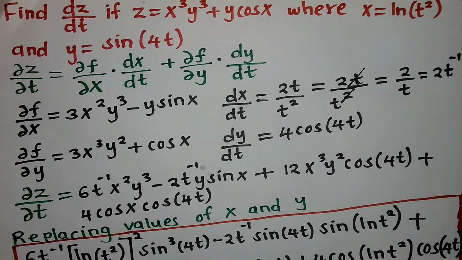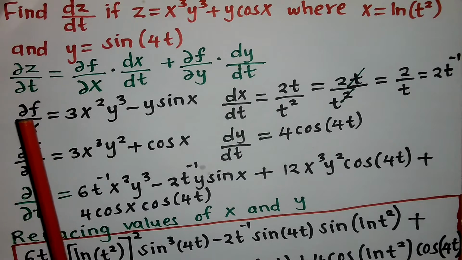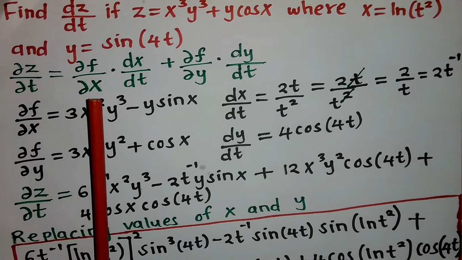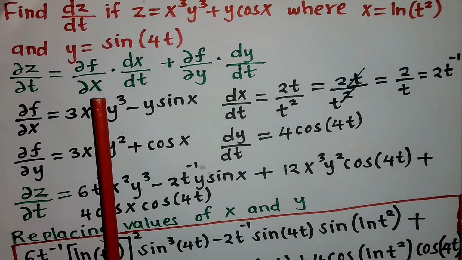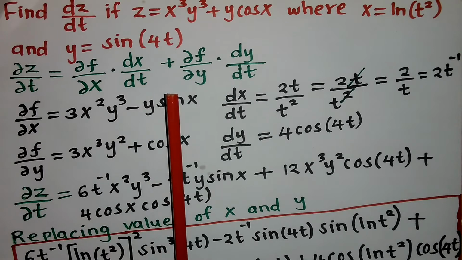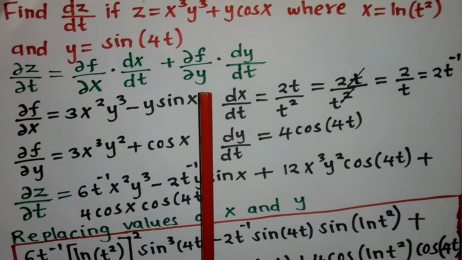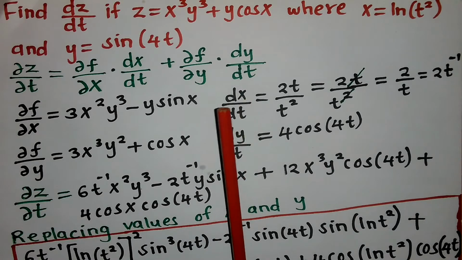So according to our rules, the derivative of z with respect to t is going to be given by the derivative of the function with respect to x multiplied by dx over dt, plus the derivative of the function with respect to y multiplied by dy over dt.